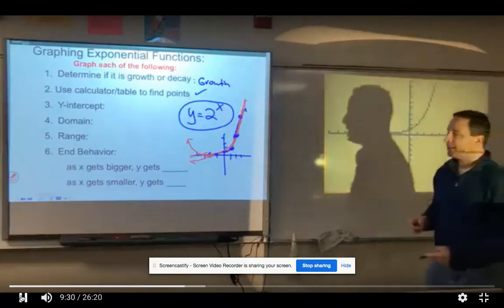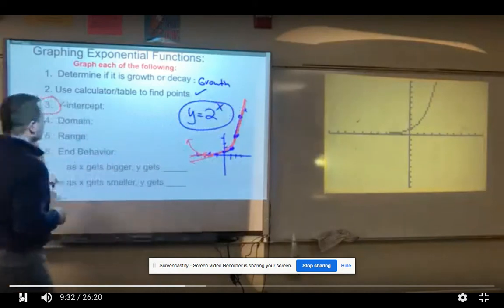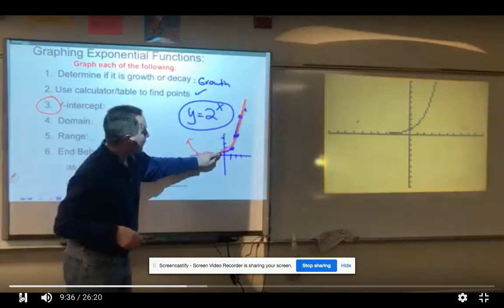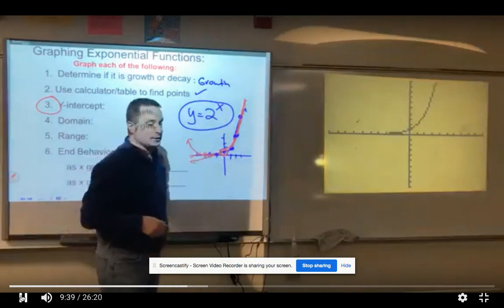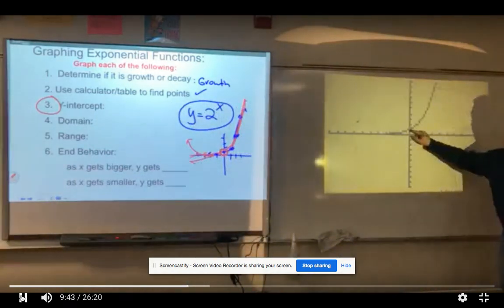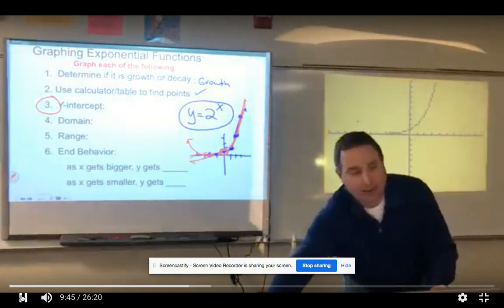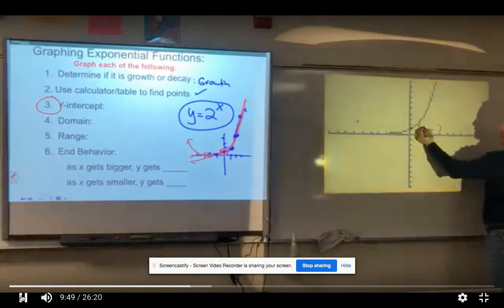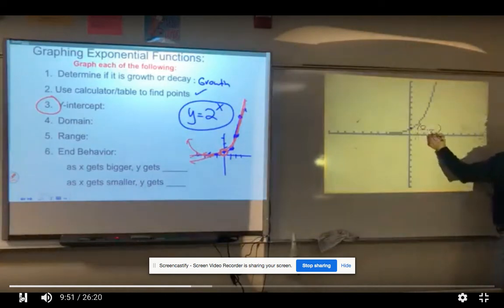How about number 3, the y-intercept? Well, if you remember, the y-intercept is the point where the graph crosses the y-axis. We can see it right here. And if you remember anything about the coordinates of the y-intercept, the x-coordinate is 0.